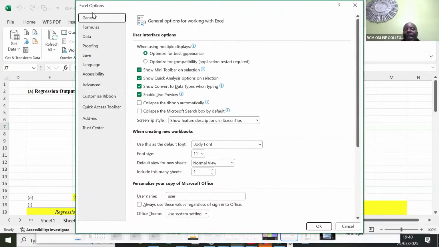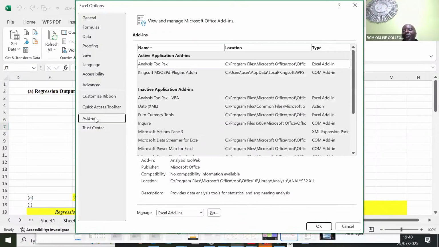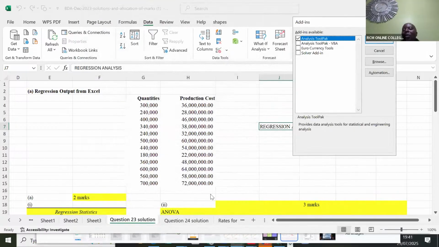When I say options, I'll be able to have here add-ins, because I want to add something on my data tab. So I say add-ins. I don't have to read this at all. I just need to come and say go. When I say go, you can see here we have these tools. So we tick this analysis toolpack for regression. Then you say okay.